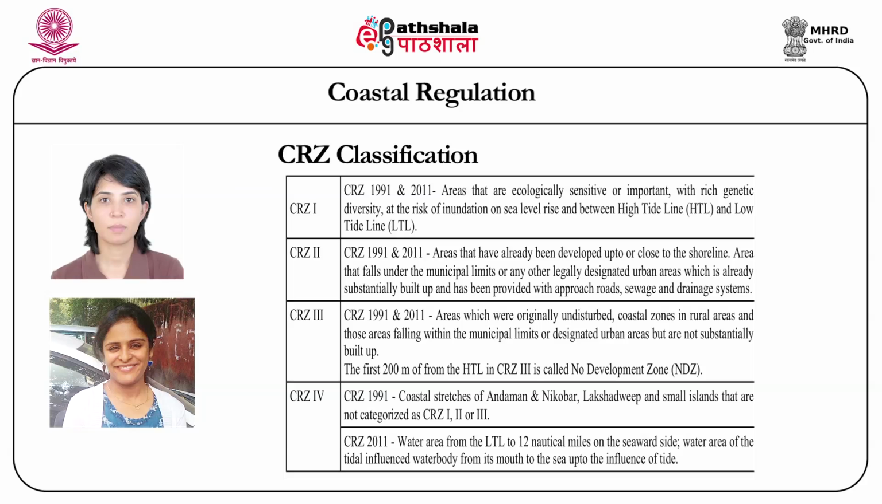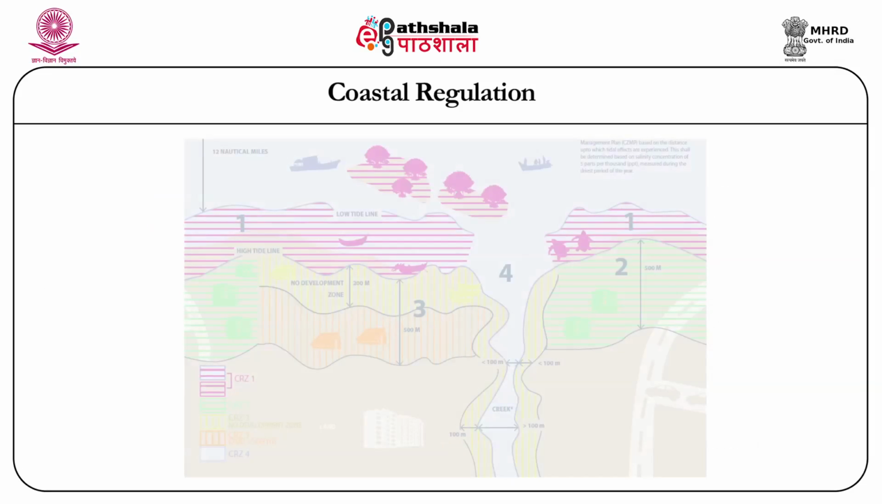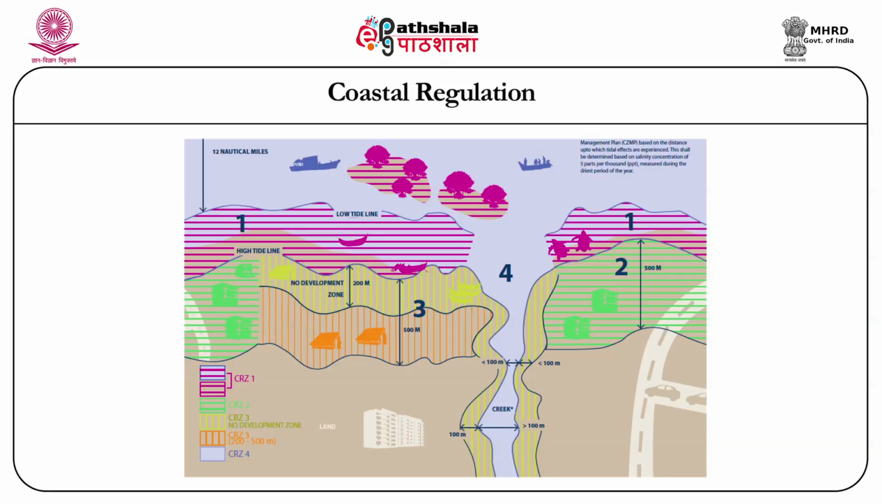Certain parts of the CRZ are ecologically sensitive. These include habitats of rare and endangered species such as horseshoe crabs, turtle nesting sites, and ecosystems such as mangroves, sand dunes, and coral reefs. These ecologically sensitive areas and areas that are crucial for the health of the coast, along with the intertidal areas, form CRZ1. In the illustration, all the areas that are filled with red horizontal lines are CRZ1 areas.